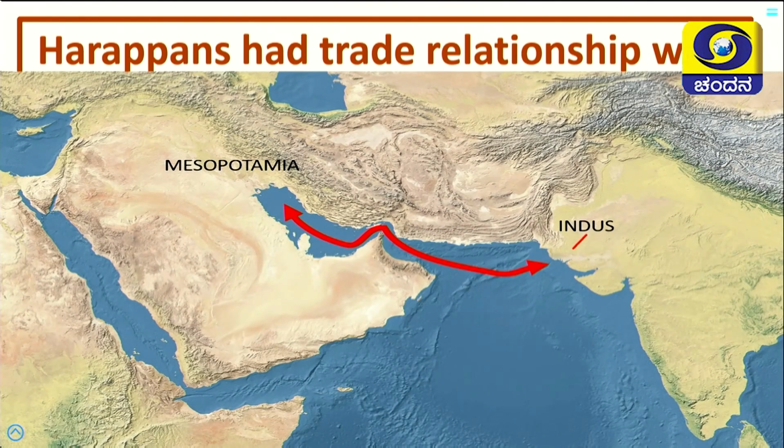Here is India and here is Mesopotamia. Using only a primitive kind of transportation system, just floating boats or something, they carried the goods from here to here. This is an amazing achievement according to me, even according to you, right?